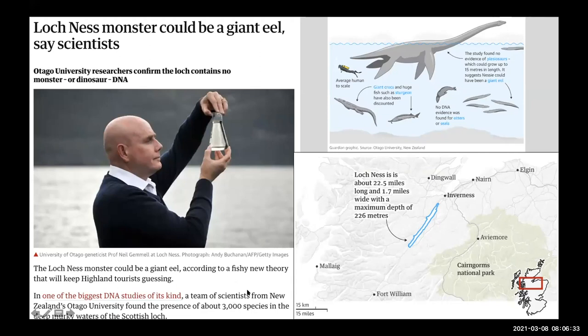Okay. So a team from Otago University in New Zealand essentially went into Loch Ness and just collected samples, water, soil, whatever, and looked for weird DNA that would perhaps indicate an animal that doesn't fit within our usual parameters. And essentially what they found was, well, no dinosaurs, no giant crocodile or anything like that, but perhaps a novel species of eel that might be able to put its head up above the water and look like a sea monster.